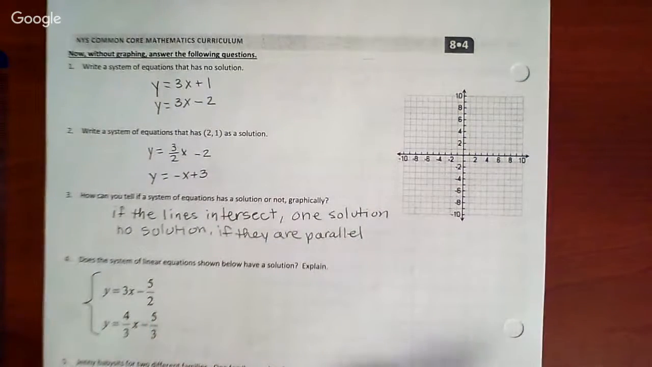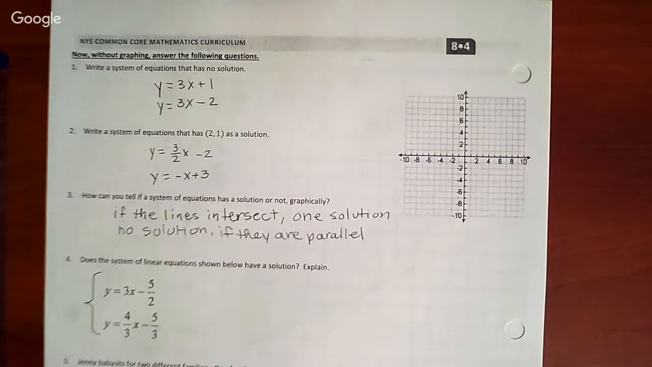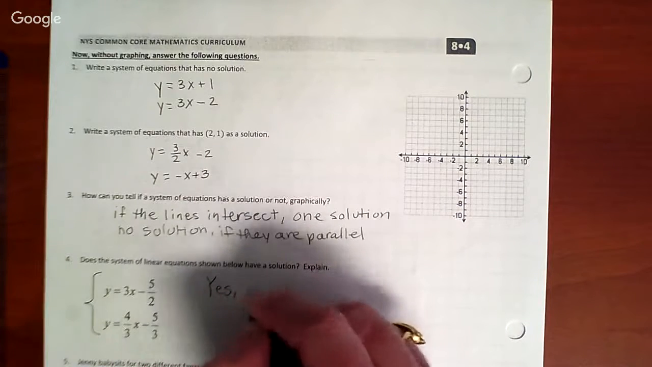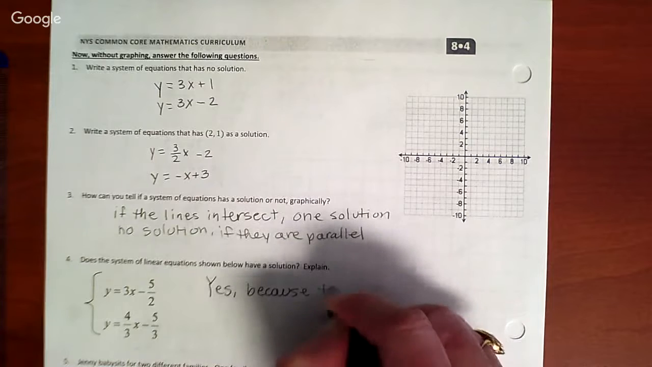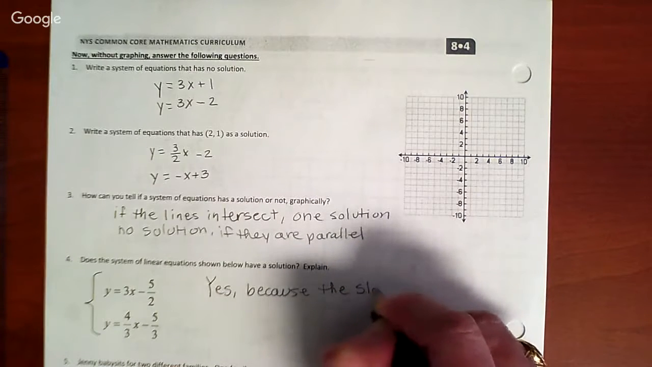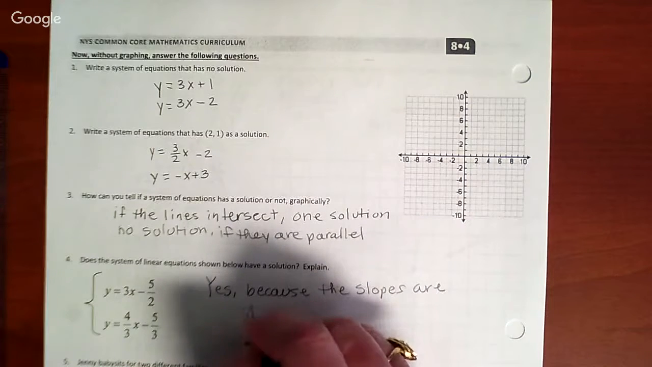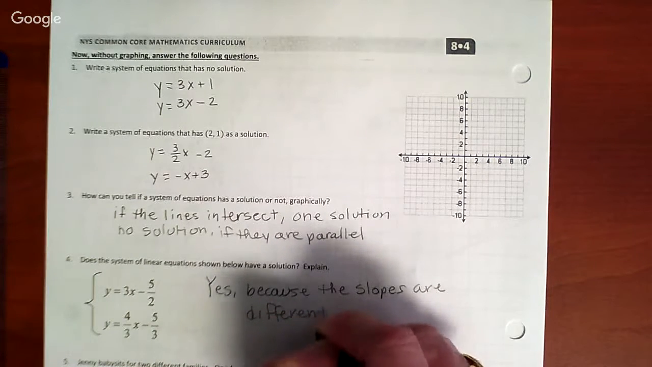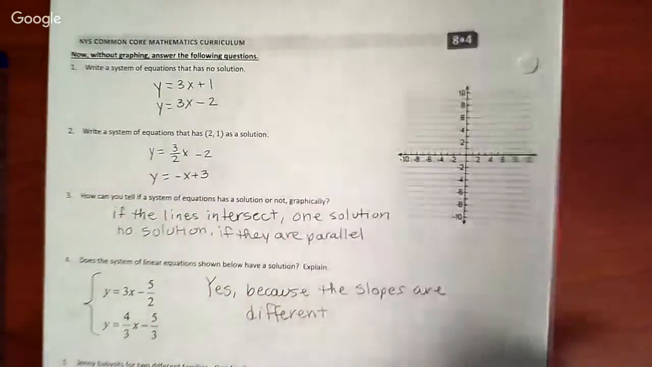It says, does a system of linear equations shown below have a solution? Answer is yes. And that's because the slopes are different.